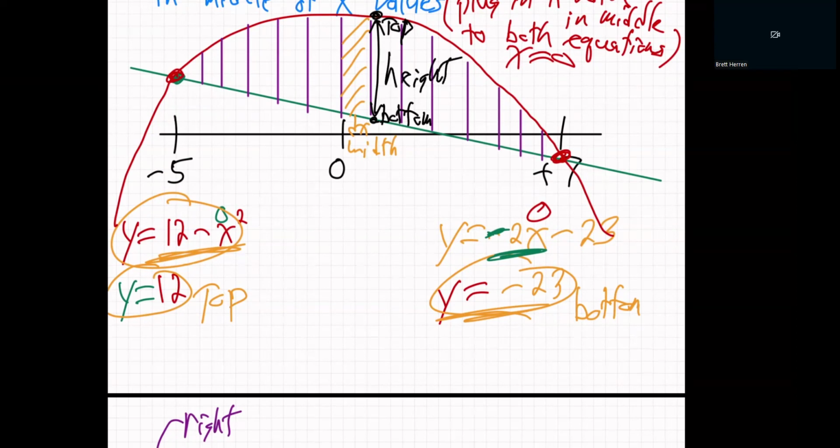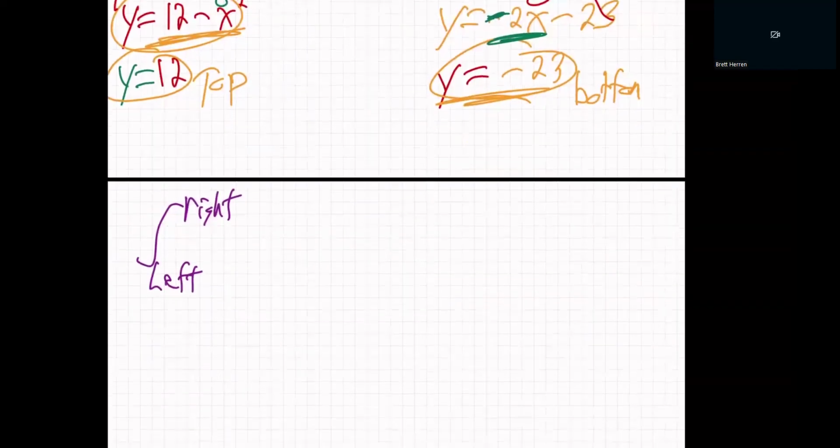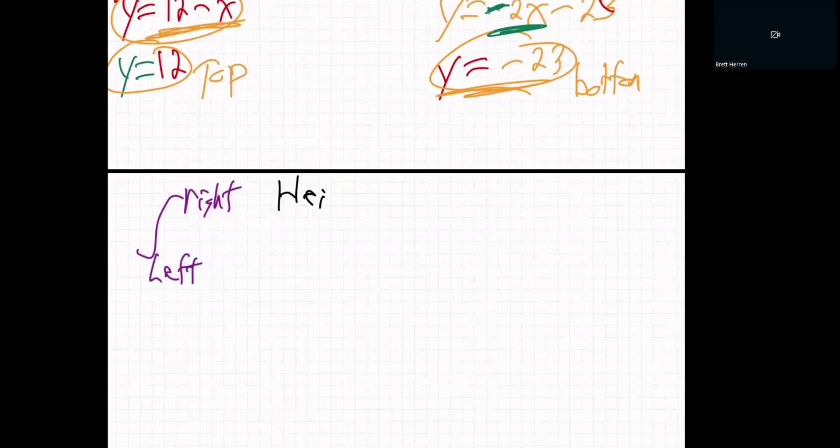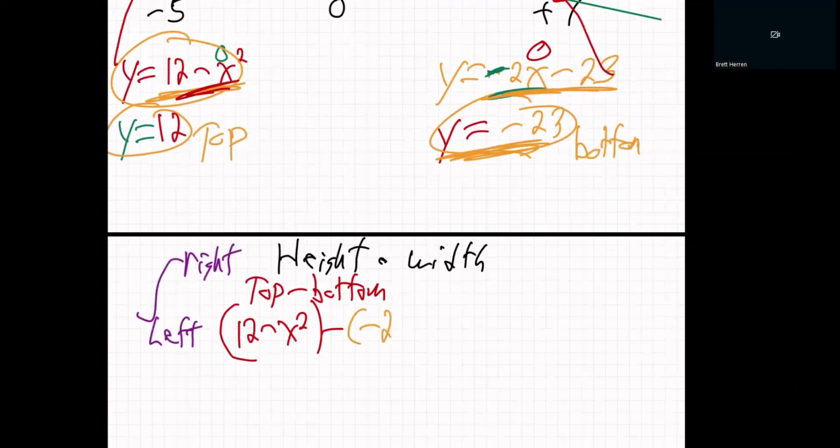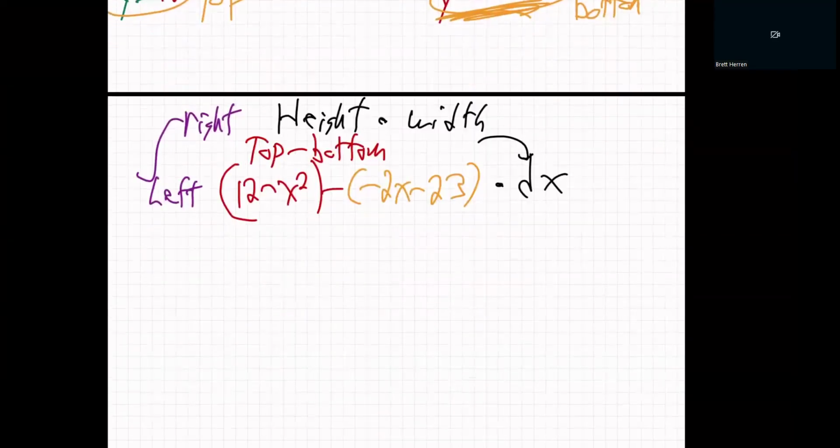That's how high that is. So that rectangle is just length times width, or height times width. So the area of that rectangle, of any of these rectangles, is the width, dx, times the height, which is top minus bottom. So that's what we're going to do. We're going to say the height times the width. And the height is top minus bottom. And what is the top? It's this function, 12 minus x squared, minus, and what's the bottom? It's this function, minus 2x minus 23. Top minus bottom times dx, because dx is the width. So there it is. So it's the integral from left to right.